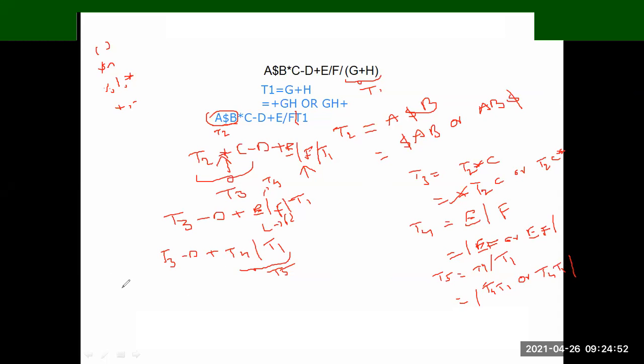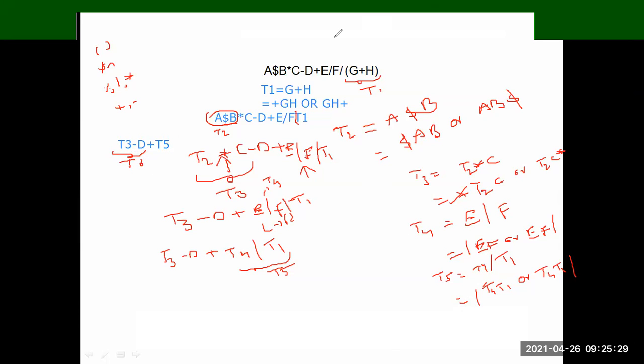Okay, next, substituting this value, we get T3 minus D plus T5. In this we have minus and plus with the same priority, so according to the associative rule, we give preference from left to right. So this is my T6.